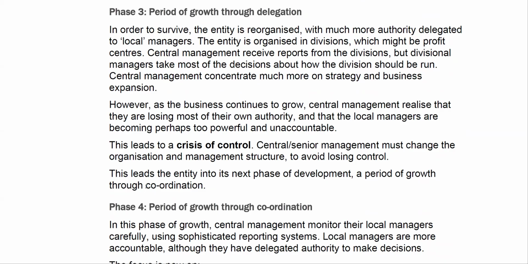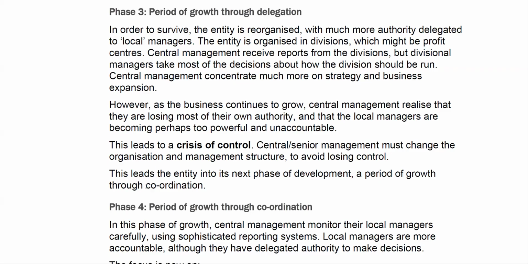Now, when you try to solve the crisis of autonomy, you go into a period of growth through delegation. So in order to survive, the entity is reorganized with much more authority delegated to the local managers. Now, the entity is organized in divisions, right? Which might be profit centers. So a profit center is what? A segment of a business where a manager has the responsibility of accumulating both costs and revenues, right?